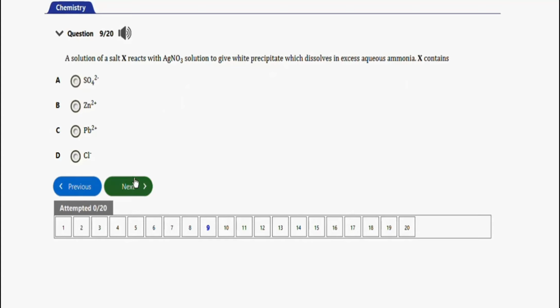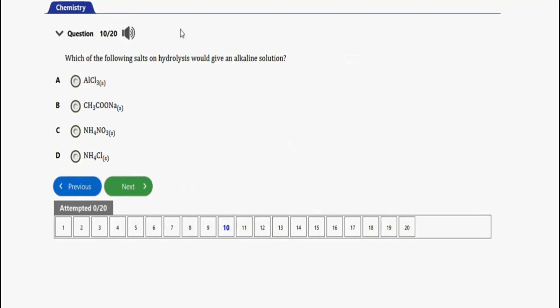Next question. Which of the following salts on hydrolysis would give an alkaline solution? Just check for a basic compound here. The right option will be option B, sodium acetate. Sodium acetate is basic in nature. So this salt on hydrolysis will give an alkaline solution. When you dissolve it in water, you're going to have a basic solution.